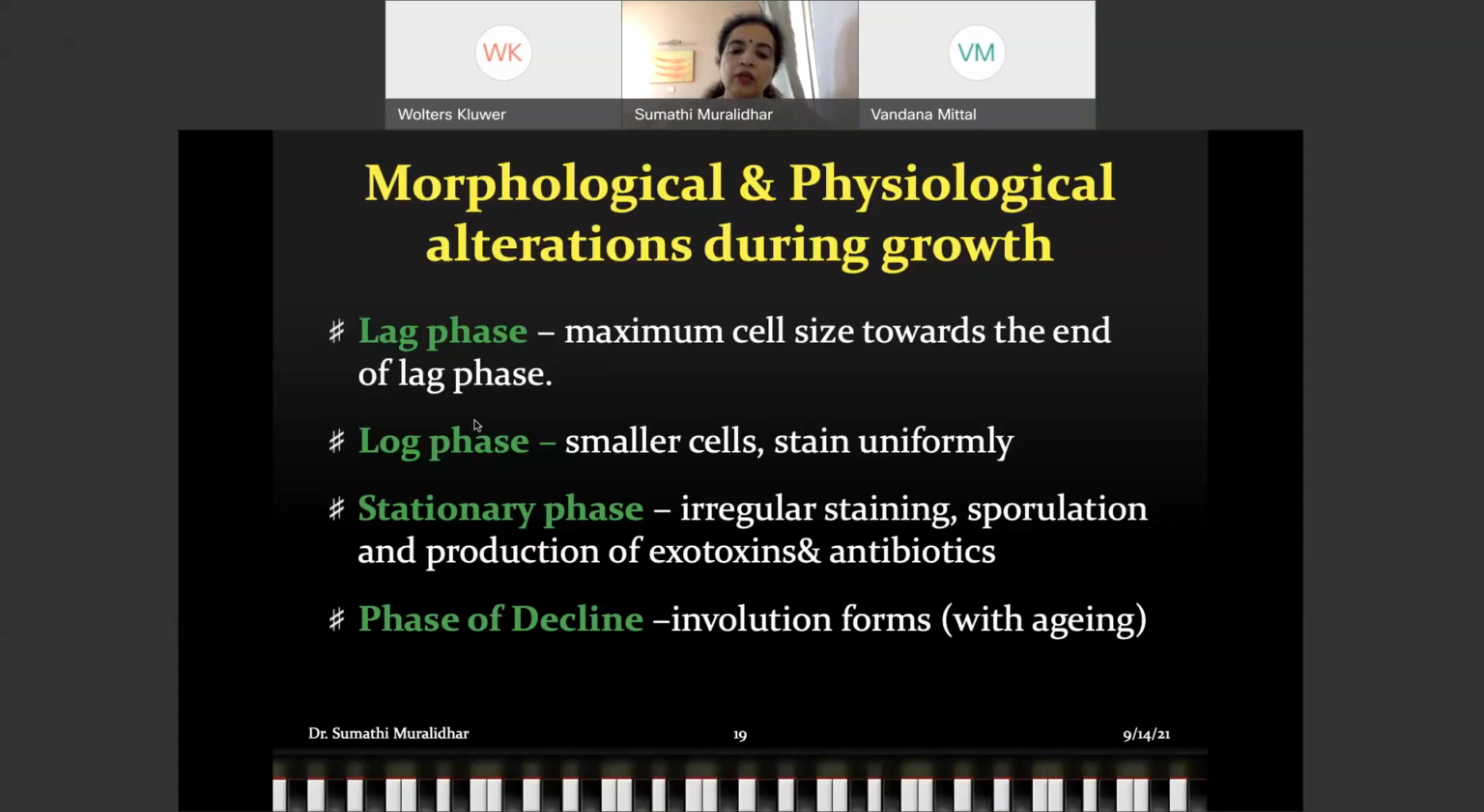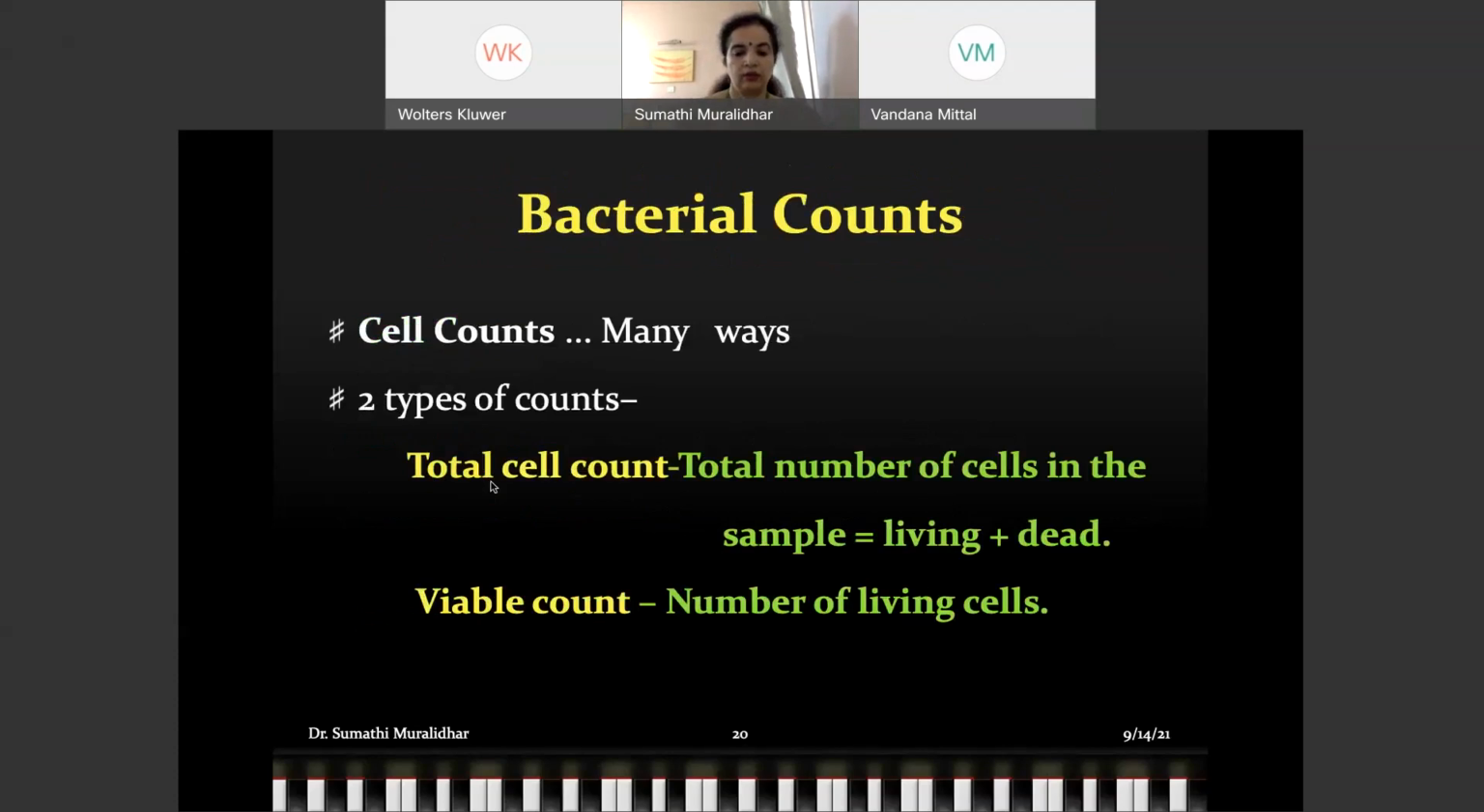Okay, the stationary phase, again, this is the phase where sporulation occurs and all the antibiotics and exotoxins are produced. This again is important from the applied aspects. And phase of decline, where you get involution forms, that is with aging, the bacteria starts disintegrating. And that's when the phase of decline happens.